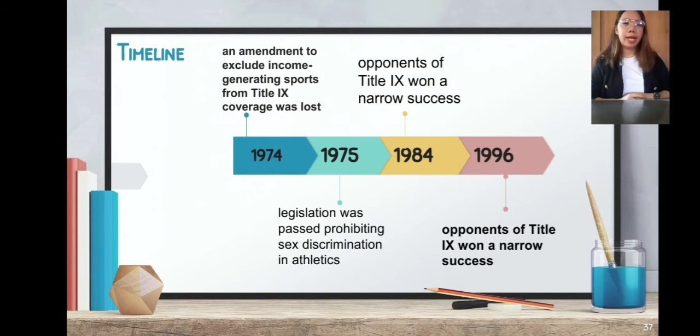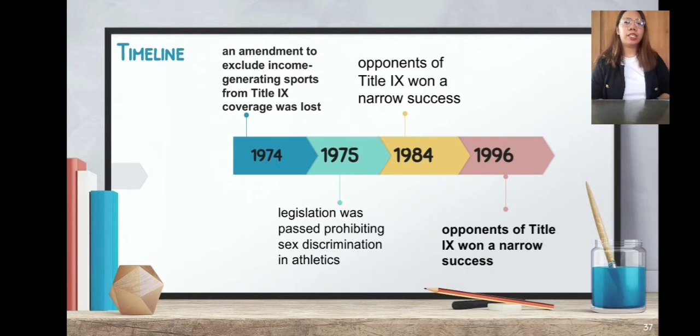Grove City versus Bell was overturned by the Civil Rights Restoration Act of 1988, which stated that Title IX applies to all programs and activities of any educational institution receiving federal financial aid. Beginning in 1996, all coeducational colleges and universities participating in federal student financial aid programs were required to submit annual reports with information about their intercollegiate athletic programs to determine Title IX compliance under the terms of the 1994 Equity in Athletics Disclosure Act.